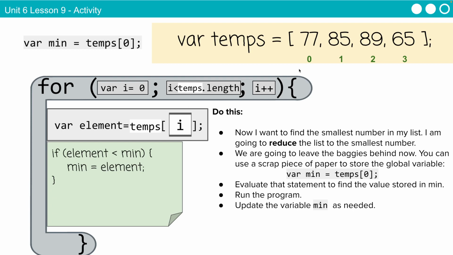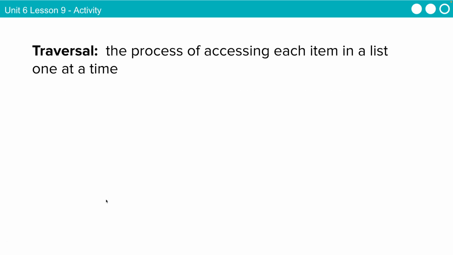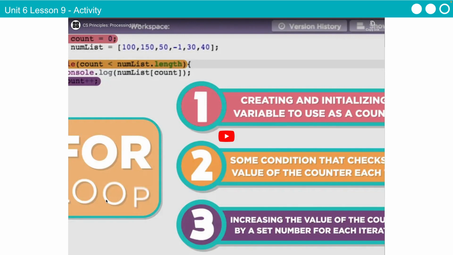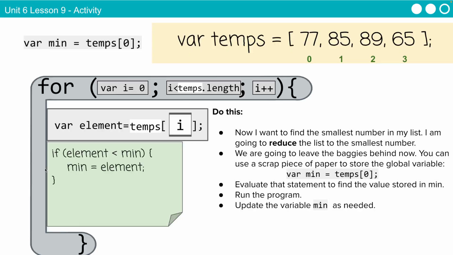So we're at 0, right? Second time we go through, is 77 less than 77? No. So we're going to skip over this code. Let's go back. Where were we? Okay. So we're going to skip over this code. Right now, min is equal to 77.